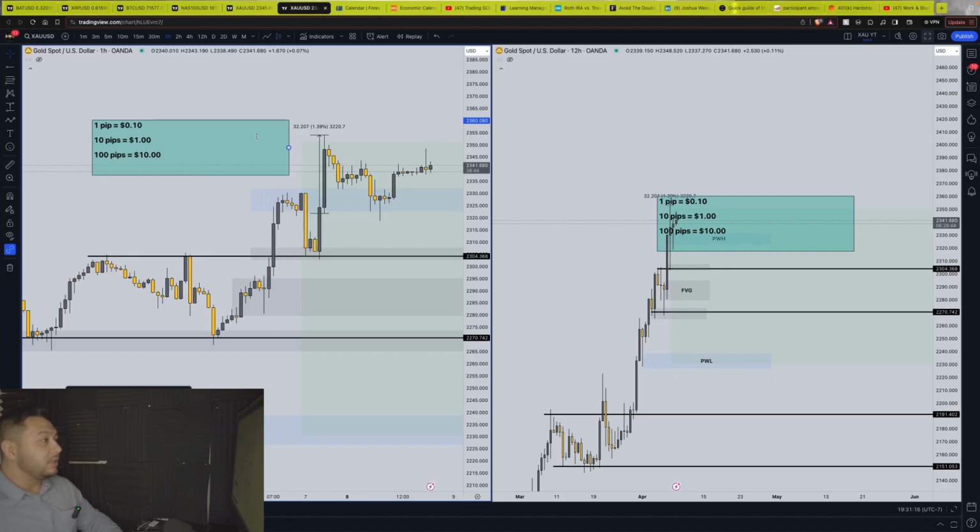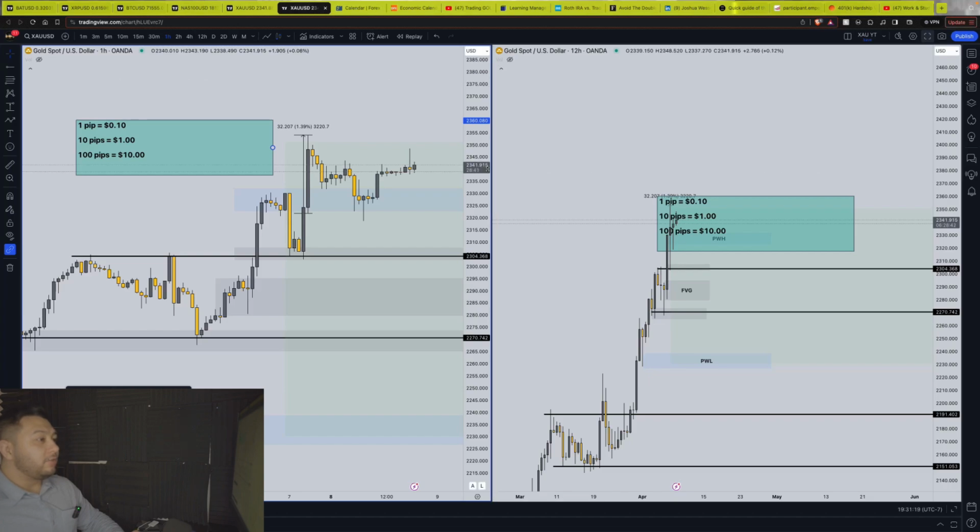So 100 pips, $10 movement on gold. If gold moved from $2,342 up to $2,352, a $10 price movement, that would be 100 pips. If gold went down from where we're currently at, 2341.1, and we went down to 2331.1, that's 100 pips, okay?